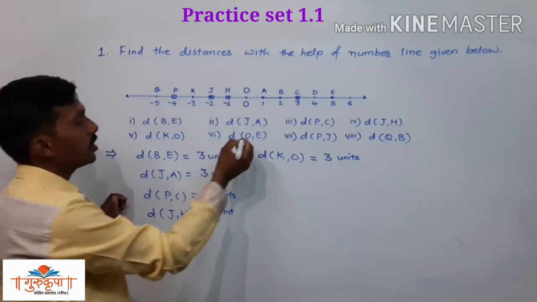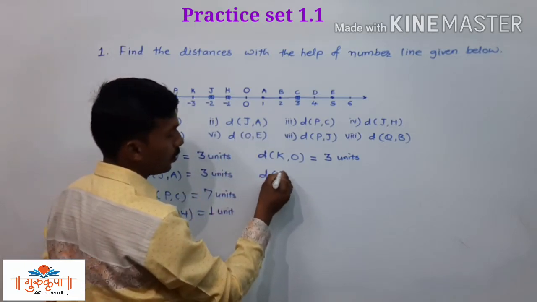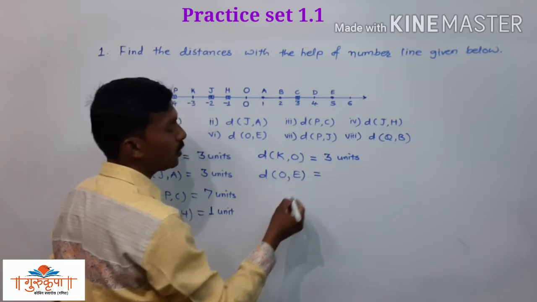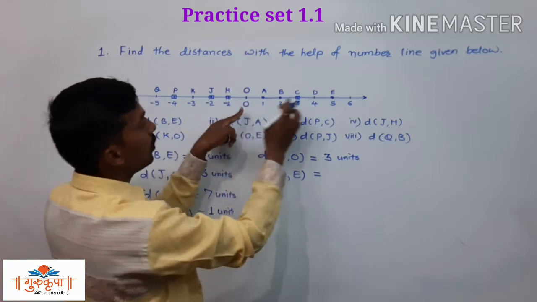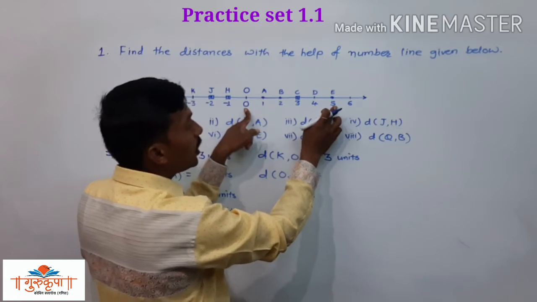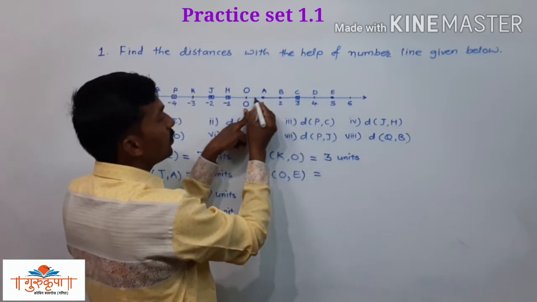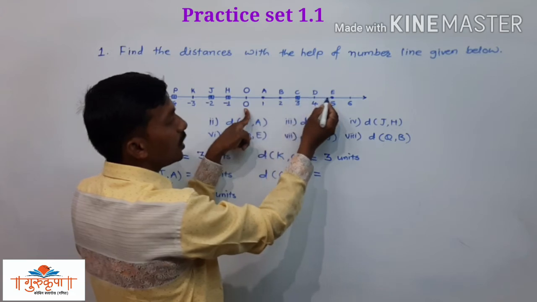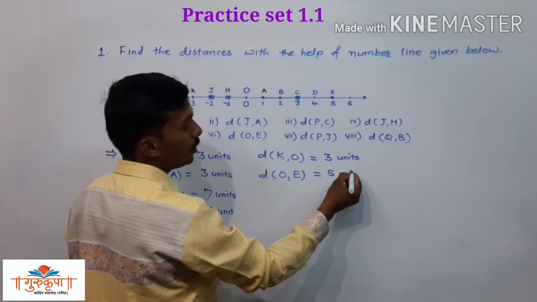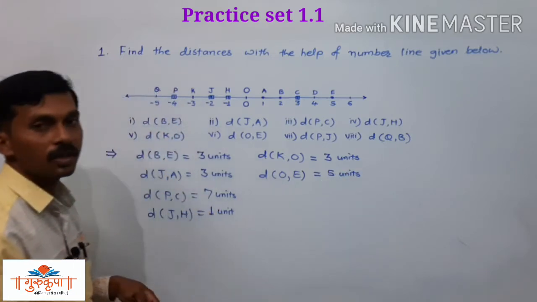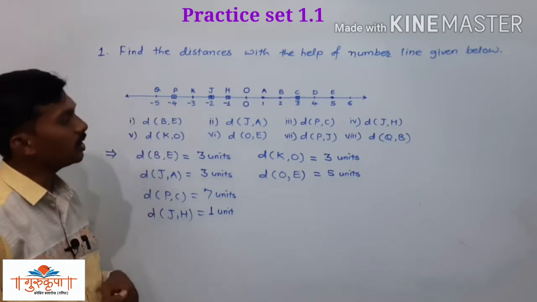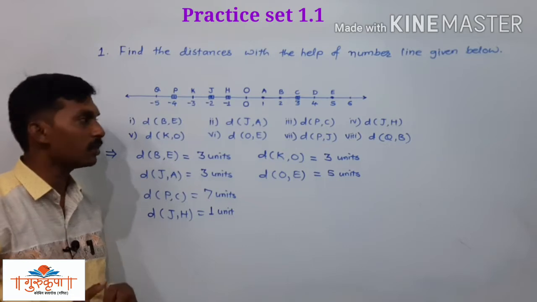Then we have to find distance OE. We have to find into how many equal parts OE is divided. Here we have O, here we have E, and in between O and E we have to count how many equal parts there are. This is 1, 2, 3, 4 and 5. So OE is equal to 5 units. It is very easy. Each and every student will be able to write the answer to this question. Each and every distance you can write by observation only.